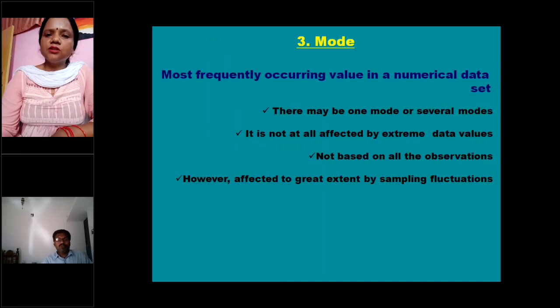And the third one is the mode. The mode is nothing but the most frequently occurring value in a numerical data set. In a data set, there may be a single mode or several modes, and these modes are affected by sampling fluctuations, but not affected by extreme data values. Another drawback is that the mode is not based on all the observations, unlike the arithmetic mean.